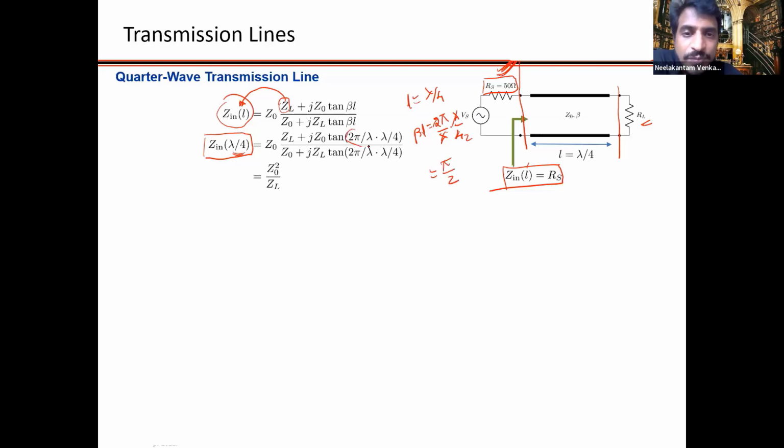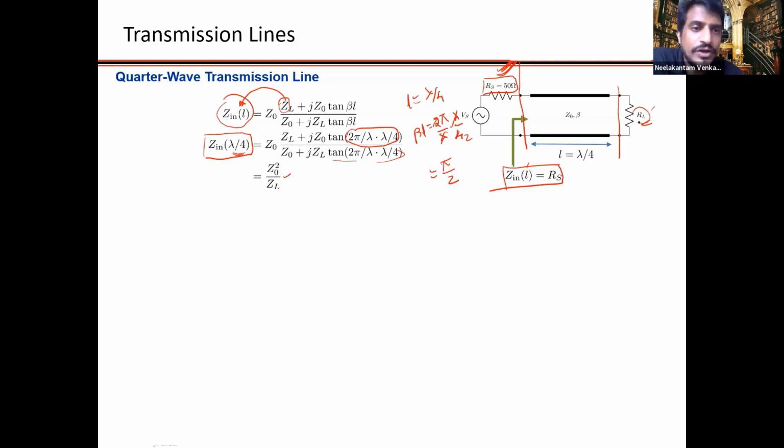And this term becomes pi upon 2, and tangent pi upon 2 is infinity, so you're doing it in the limiting case. It would turn out to be Z0 squared over ZL. You got this to be infinity as well, so you're going to divide throughout the numerator and denominator by tangent beta L. So you will see that this term remains and this term remains. It's going to be Z0 squared over ZL.